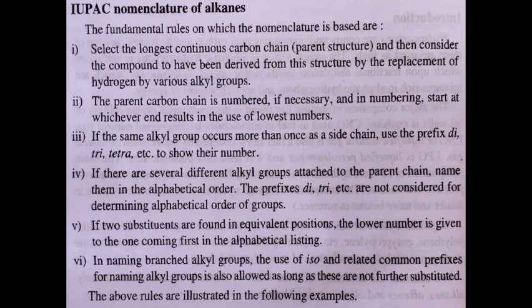If there are several different alkyl groups attached to the parent chain, name them in alphabetic order. Okay, and if the two substituents are found in equivalent positions, we have to give the number 2 times. In naming branched alkyl groups, use iso, related to the type of structure you have to identify and then name it. Okay, so let us discuss some examples.